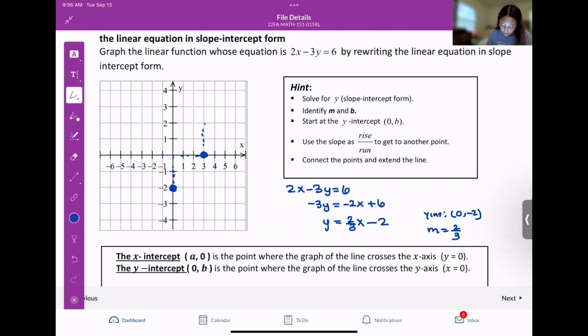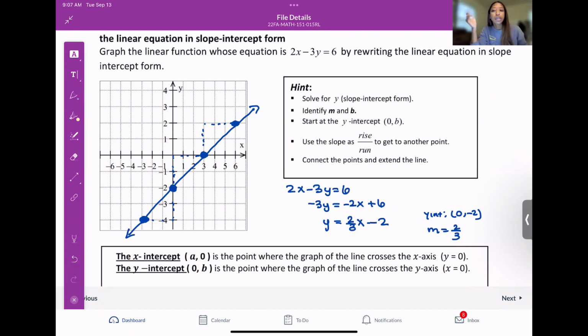Up 2 units, right 3 units. Remember, we can also go down 2 units, left 3 units. That'll also get us to another point. And then if we connect those points and extend the line, we get a graph of our line.